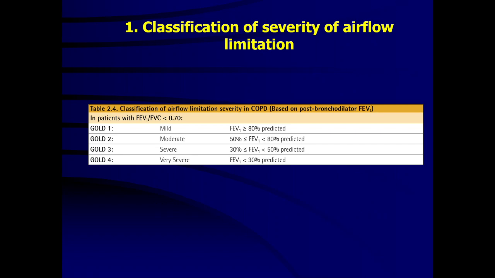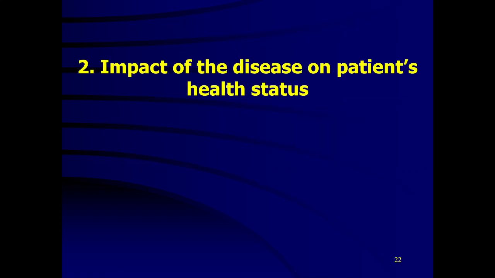The severity of COPD is assessed by spirometry. All COPD patients have FEV1 over FVC ratio less than 0.7 or 70%, and the severity according to the Global Initiative for Chronic Obstructive Lung Disease depends on the FEV1 as percent of predicted. Mild disease when the FEV1 is more than 80%, moderate when the FEV1 is between 50 and 80% of predicted, severe disease when the FEV1 is between 30 and 50%, and very severe if the FEV1 is less than 30% of predicted.